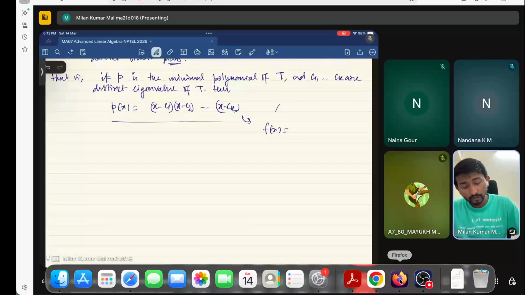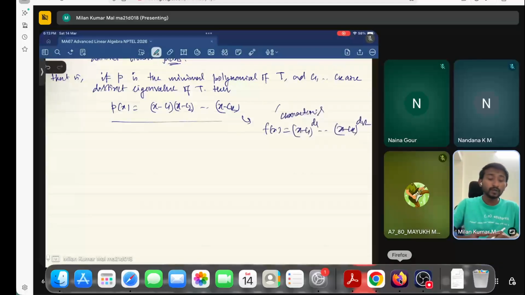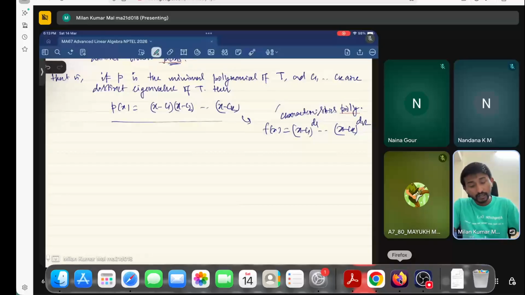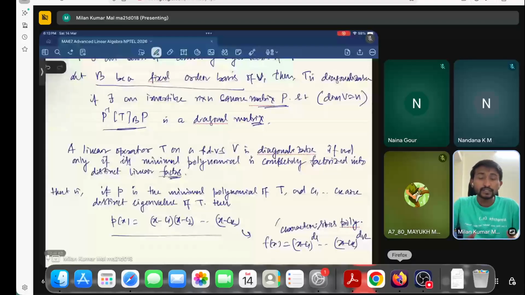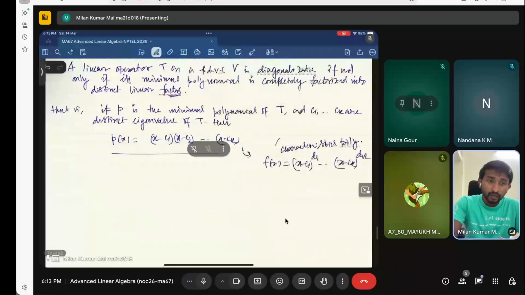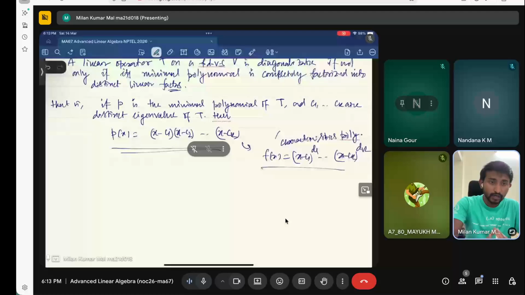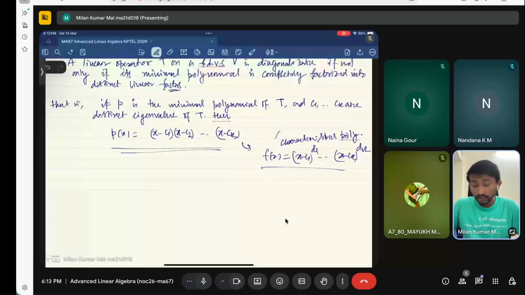This is the characteristic polynomial. In the characteristic polynomial, d1, d2, up to dk, their sum will automatically be n, because the characteristic polynomial is always of degree n if V is a vector space of dimension n. So the dimension of V is always n. And the minimal polynomial and characteristic polynomial should always have the same roots. Okay, so this is what it is.